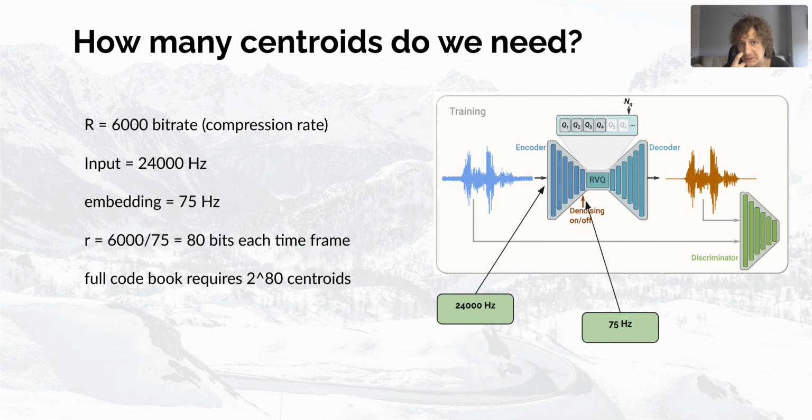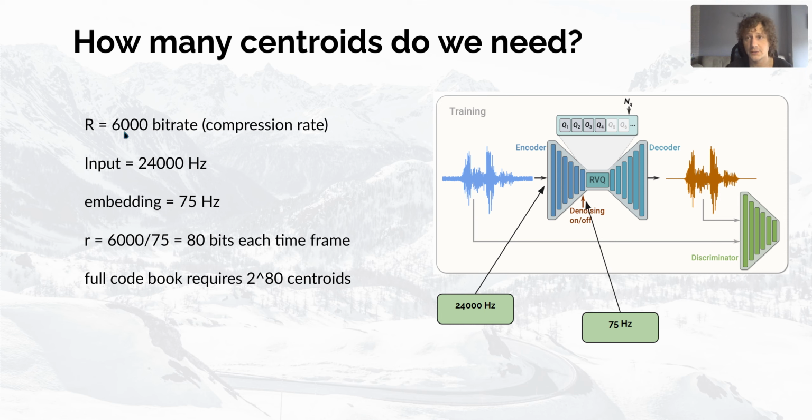So what do we do next? Let's calculate how many centroids we need to compress audio with 6K bitrate. What does 6K bitrate mean? For example, we have some device which can transmit data limited to only 6K bits. So bitrate is a number of bits per second. And we have some limited device which is able to transmit data using 6K bits per second.